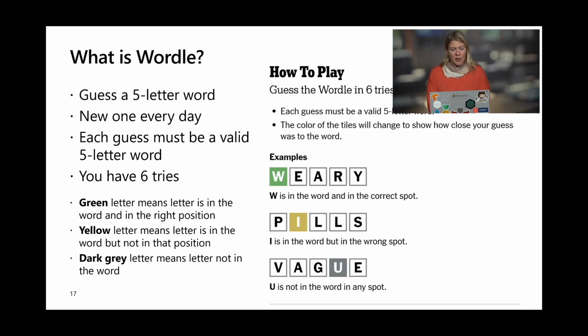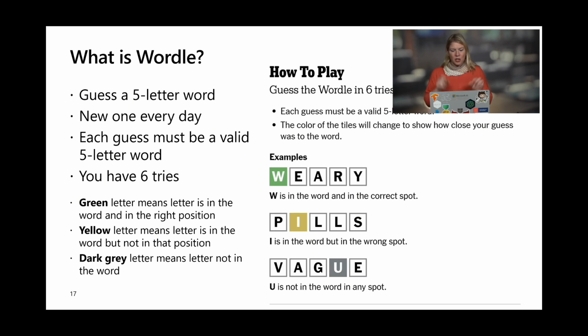And the thing that makes it a little tricky is that each guess must be a valid 5-letter word. So if I think that there is likely a W, an X, and a Z in the word, I need to find a word that has all of those legitimately in it to test and see if those letters are really in it. I can't just put in a series of random characters. And then every day you have 6 tries to correctly guess that 5-letter word.